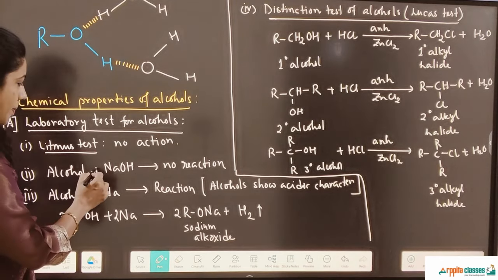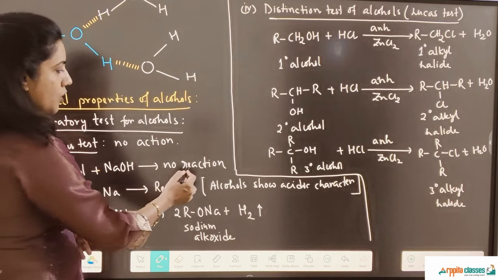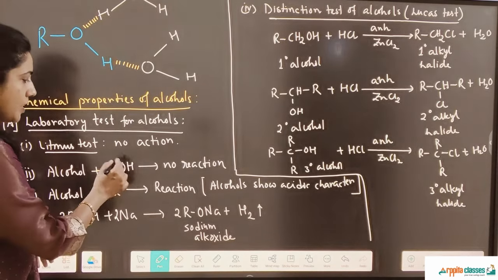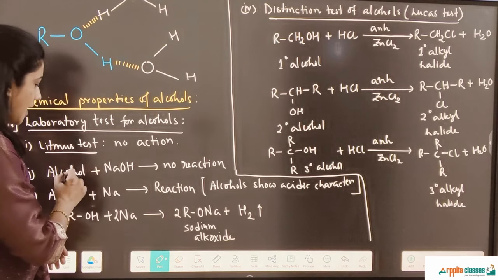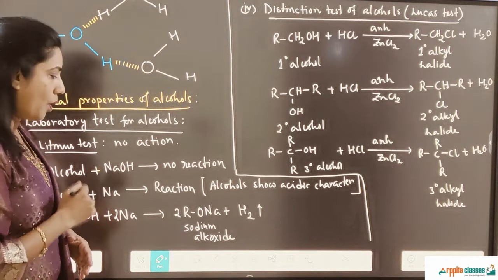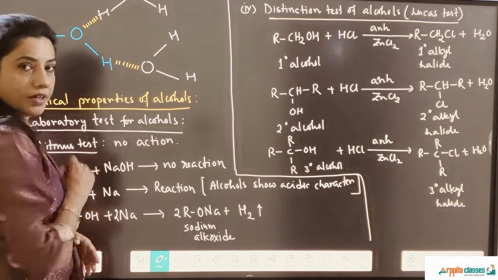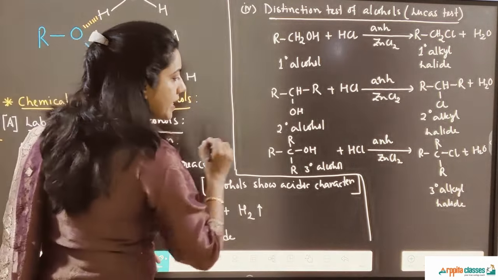The second test is alcohol plus NaOH, and we get no reaction. NaOH is a base, and with the base, alcohols show no reaction. That means they don't show any acidic property. Third reaction, alcohols plus Na: a reaction occurs and alcohol shows acidic character.